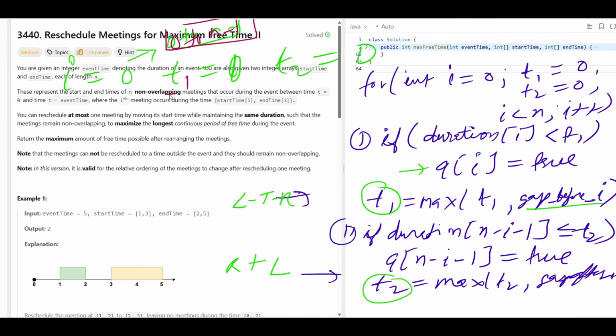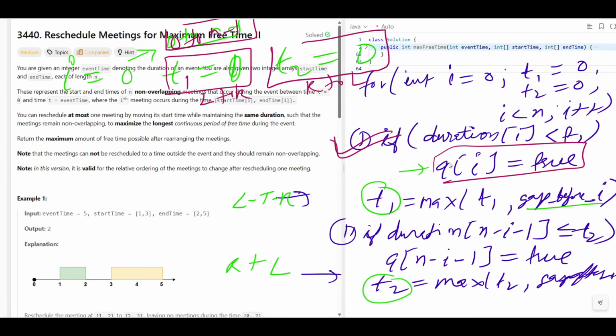And this is t1, right? This t1 will start from 0, and it is to maximize the free time seen so far from the left. So we'll find the gap before the current one. And this t2 will be used to maximize the free time seen so far from the right, so this is from left to right, and this is from right to left, right? And we'll find the gap after the current meeting. And so we have checked, if the duration at i is less than t1, we'll mark queue at i. It means if the meeting is short enough to fit in the previous gap, we'll mark it as movable.